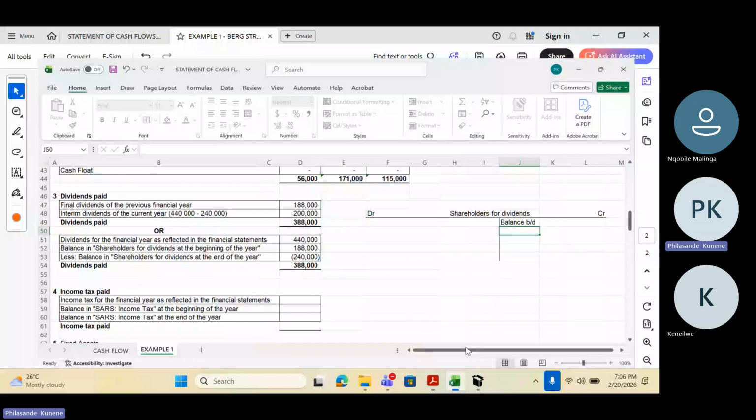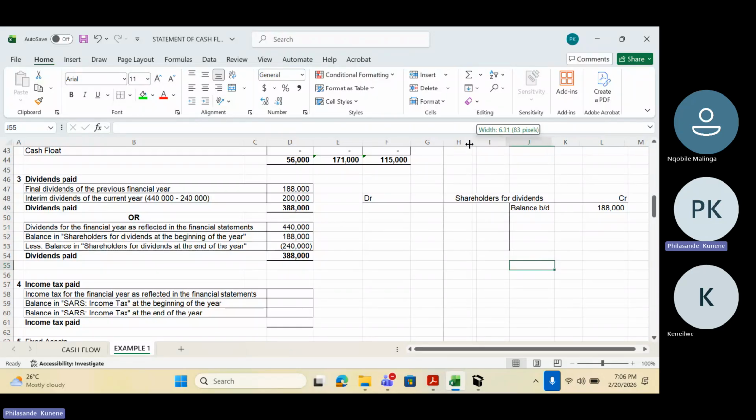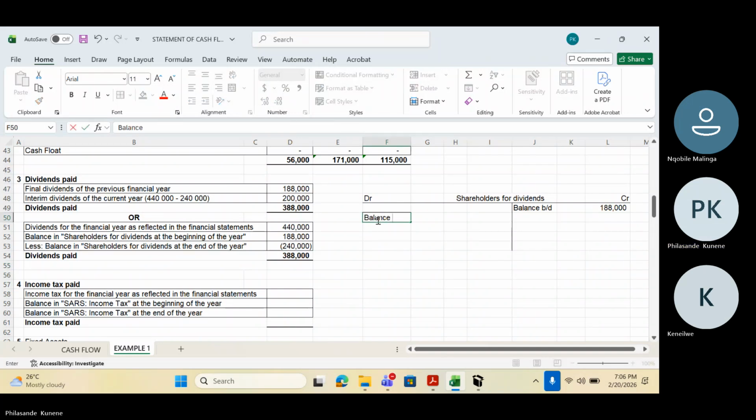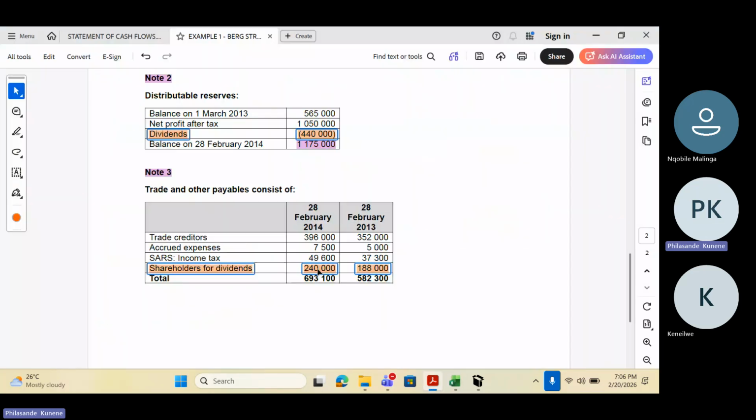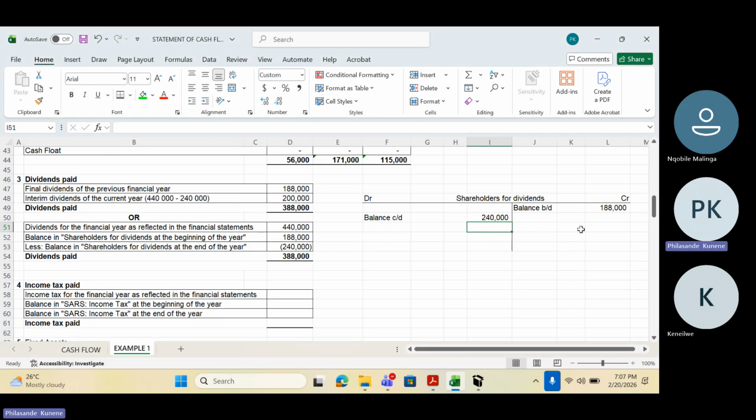188,000. So I'm going to have my 188,000 here as my opening balance, right? Then on this side I am going to have my balance carried down, which is my closing balance of 240,000 rands. Okay. And then I'm going to have a total here.